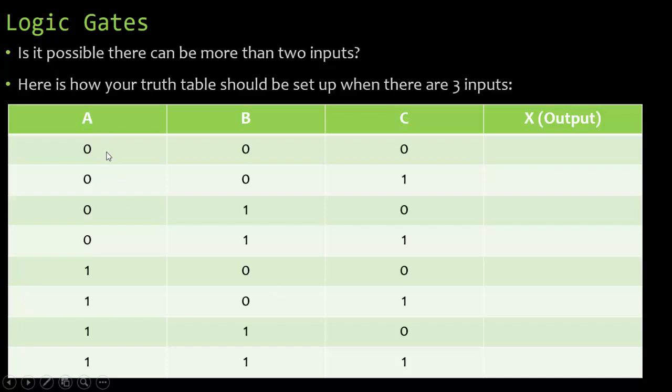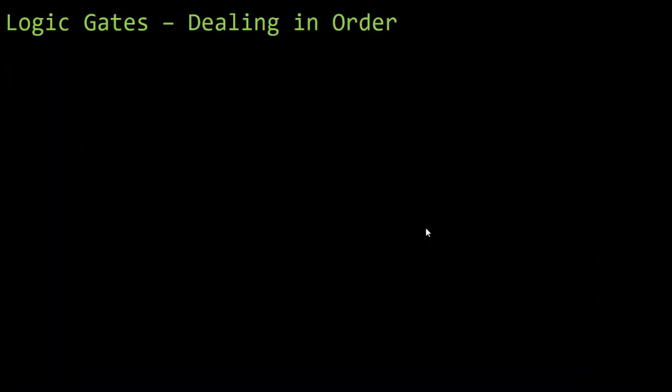With A, we're going to put 4 zeros followed by 4 ones. With B, we're going to do 2 zeros followed by 2 ones, 2 zeros followed by 2 more ones, and then in C, we're going to alternate 0, 1, 0, 1 all the way down. That will set up every single possible combination for 3 inputs. So that is how your table should look, and that is the table we're going to be looking at as we dive into these practice problems.